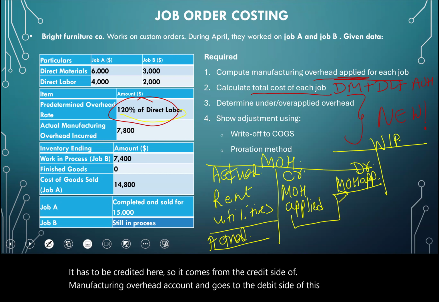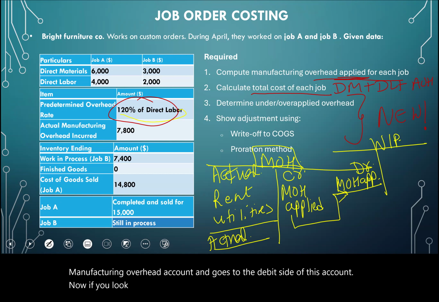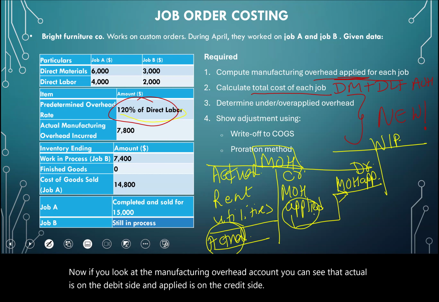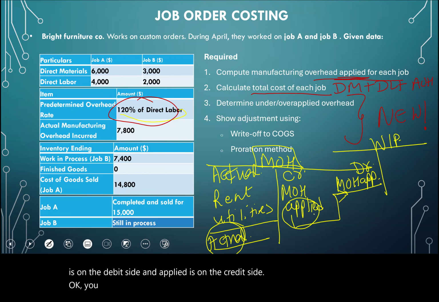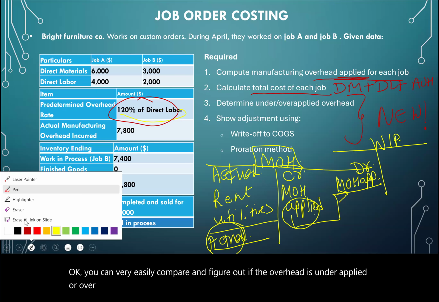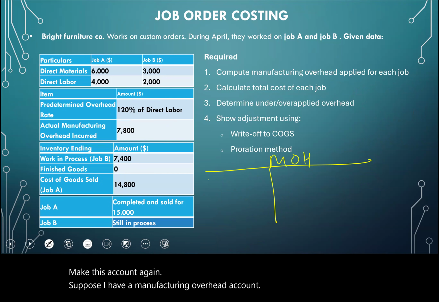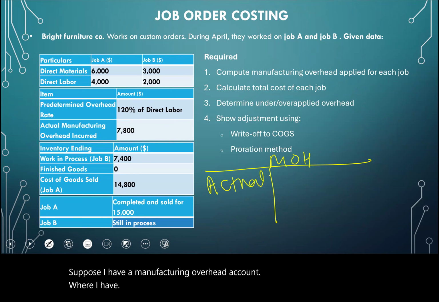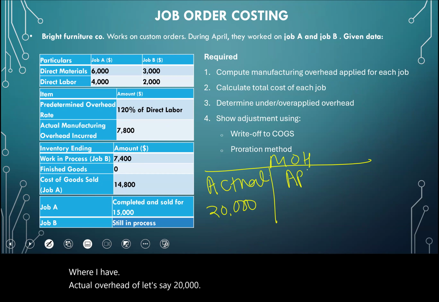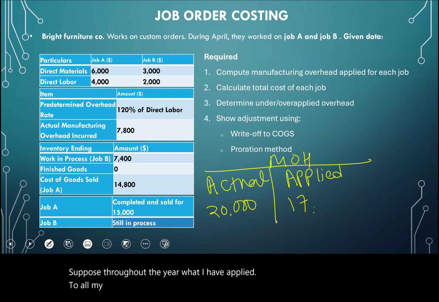Now, if you look at the manufacturing overhead account, you can see that actual is on the debit side and applied is on the credit side. Okay, you can very easily compare and figure out if the overhead is underapplied or overapplied. Let me make this account again. Suppose I have a manufacturing overhead account where I have actual overhead of, let's say, 20,000. Suppose throughout the year, what I have applied to all my jobs together is, let's say, $17,000.